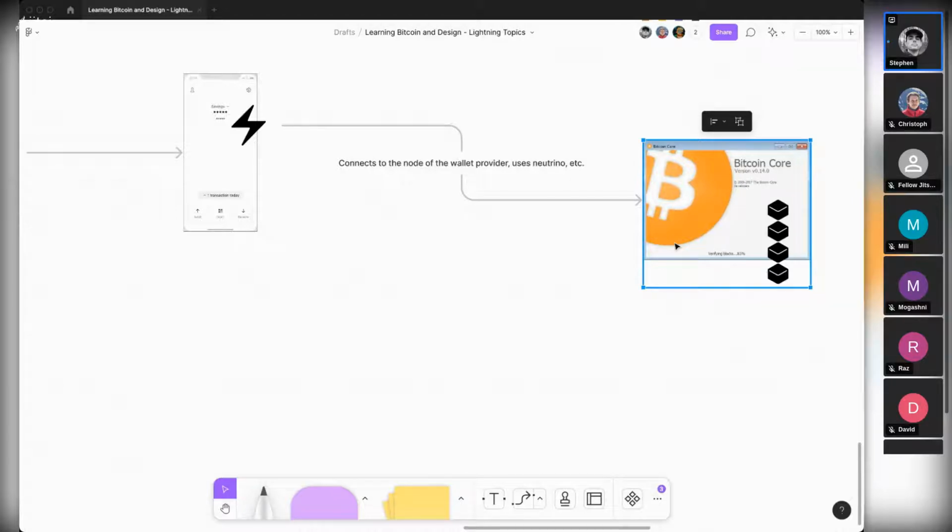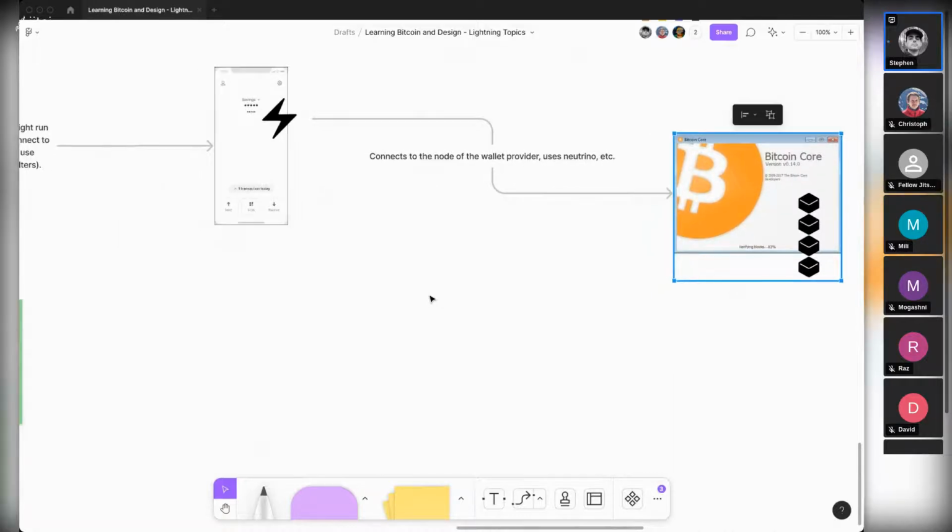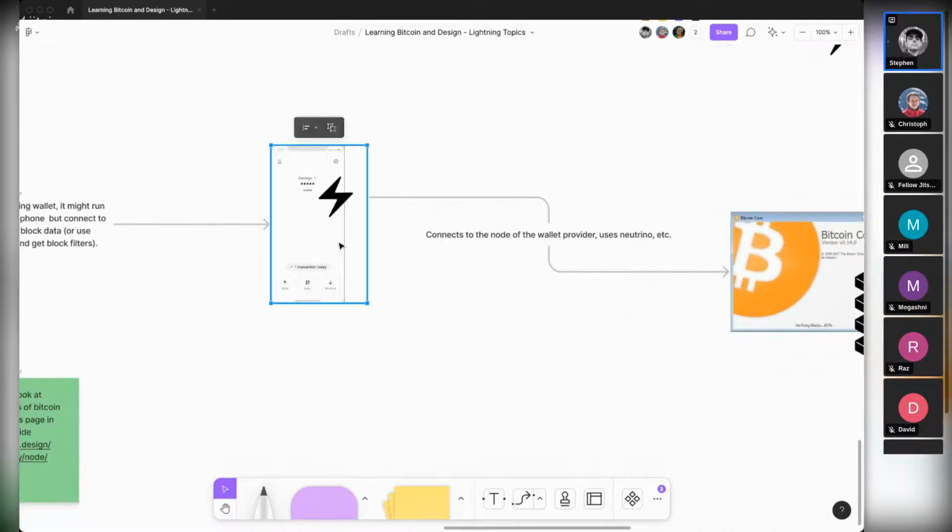And different wallets have done different things. Some of them use this new Neutrino thing. Others might just connect directly, like Electrum or something like that. There's different ways of doing it, but that's basically all it is.